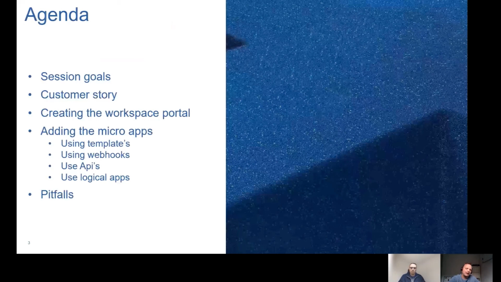And then we're going to talk about adding the microapps. We're going to talk about how to use the built-in templates from Citrix to connect some default apps. We're going to talk about using webhooks, and about using APIs. And we're going to talk about using Azure Logic Apps to get and post data from your environment to the cloud and back. And of course, we're going to close off with a few pitfalls we encountered in our daily jobs, because it's not all sunshine and rainbows.